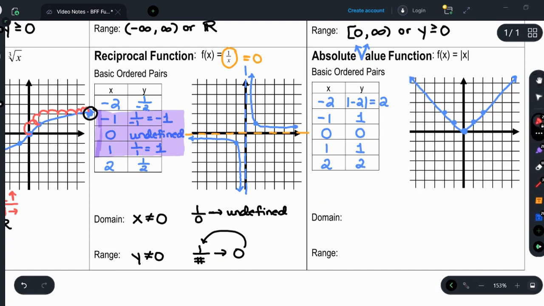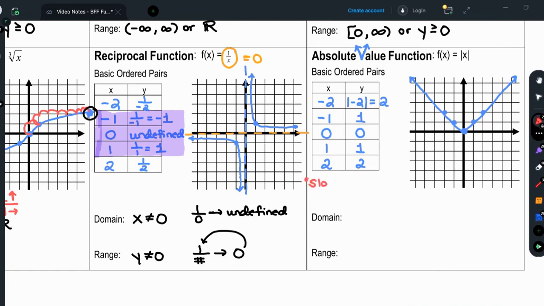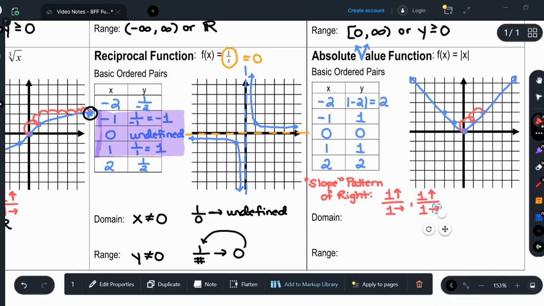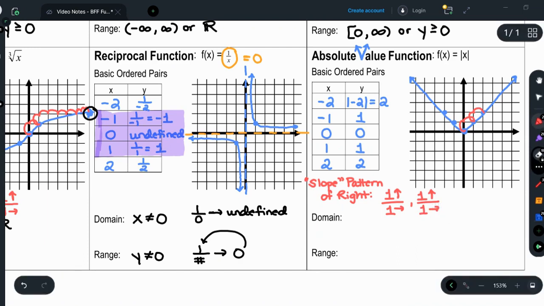If I want to go ahead and talk about the slope pattern, we'll look at my right side here. When I do my slope pattern of just the right side, I see that from point to point, I'm going up 1, right 1, and to the next point away from the vertex on the right, I also go up 1, right 1. And I'm going to keep that pattern going and I will just mirror it on the left so that way it makes that V-shaped formation.